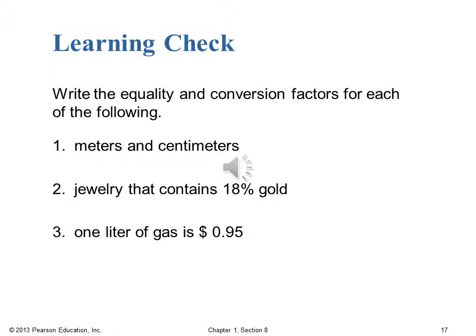Okay, so let's go ahead and end this discussion with a final learning check. Look at each of those items below and write the equality and conversion factor, both types of conversion factor, switching the numerator and denominator. So for number 1, the meter and centimeter equality and conversion factors. Number 2, jewelry that contains 18% gold, the equality first, and then the 2 forms of the conversion factor. And then finally, 1 liter of gas is 95 cents. Again, that's a liter, not a gallon, so don't get too excited. But go ahead and write that equality first and then the 2 conversion factors. If you need a little extra time, please pause the video now. Otherwise, we'll take a look at how you did.